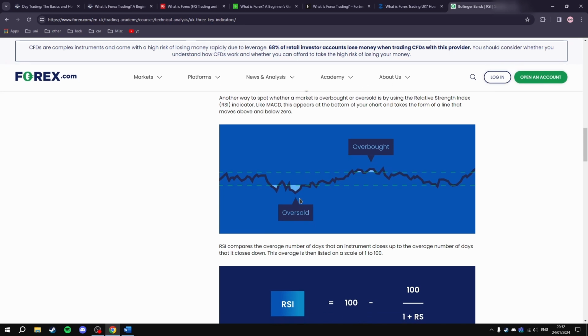RSI compares the average number of days that an instrument closes up to the average number of days that it closes down. This average is then listed on a scale of 1 to 100. So we've got the two lines here, below and above.